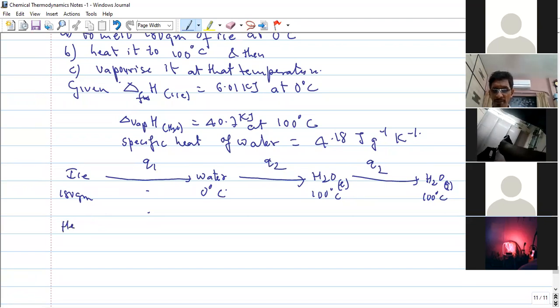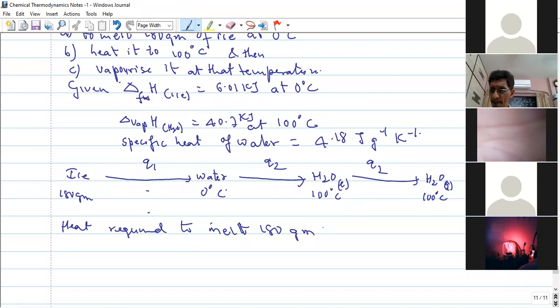Heat required to melt 180 gram of ice at 0 is... कैसे?